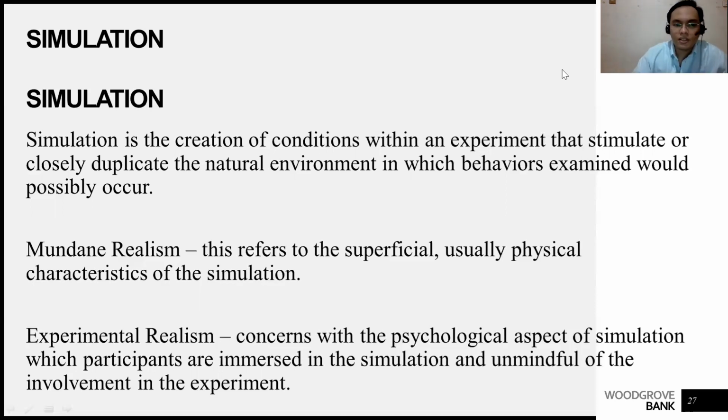One is mundane realism. So in a simulation, we have the realism, the level of how the participants perceive the real-like, or what we call the naturality of the environment. Mundane realism refers to the superficial, usually physical characteristics of the simulation. This is the lowest degree of realism, in which participants can feel the plasticity, or what we call the unrealism of the environment. Then experimental realism.